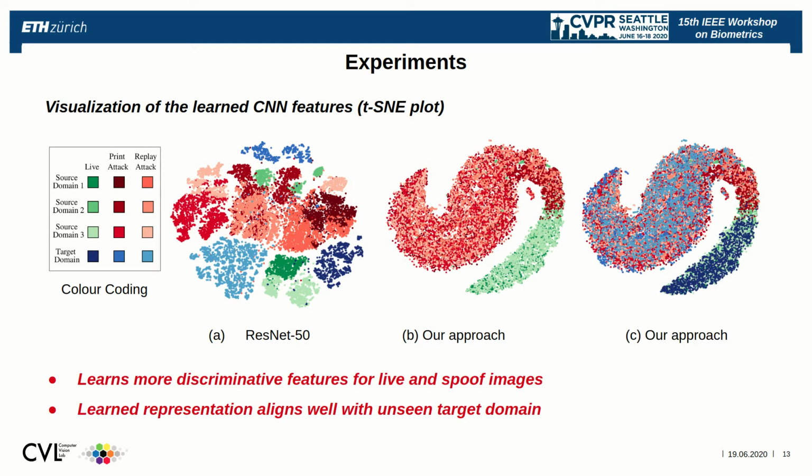What is more interesting is that the representation learned by our model aligns well with the unseen target domain's live and spoof features, as can be seen by activating the target domain visualization in t-SNE plot C. In other words, our model learns to minimize the inter-domain distances between live and spoof features as shown in plots B and C.